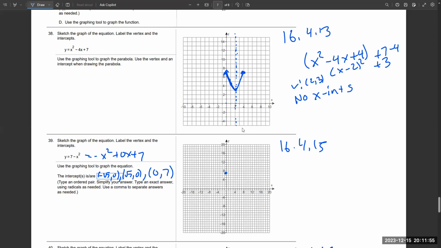So √7 is between 2 and 3, but it's closer to 3. So it is somewhere in this region in here, and I'm going to come down like that. My axis of symmetry is at x equals 0 right here. And that's it for that problem.